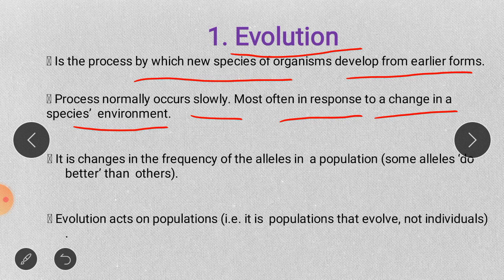So, it is a change in the frequency of alleles in a population. Some alleles have a capacity to do better than others. Alleles with less capacity to adapt to changes in environment or climatic condition can't survive, while alleles able to survive under the varied climatic condition remain in the species, their frequency increases, and therefore we will have a new population.